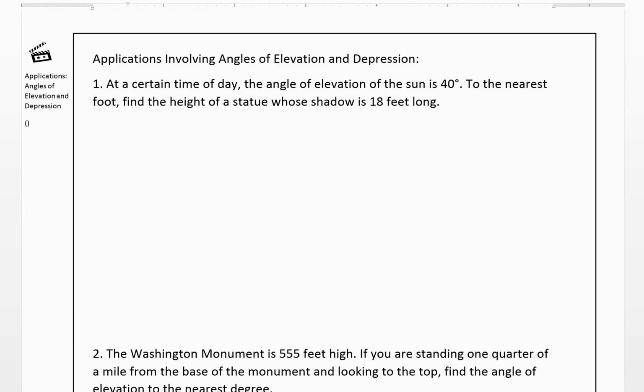So this says, at a certain time of day, the angle of elevation to the sun is 40 degrees. To the nearest foot, find the height of a statue whose shadow is 18 feet long. Okay, so let's draw the situation.